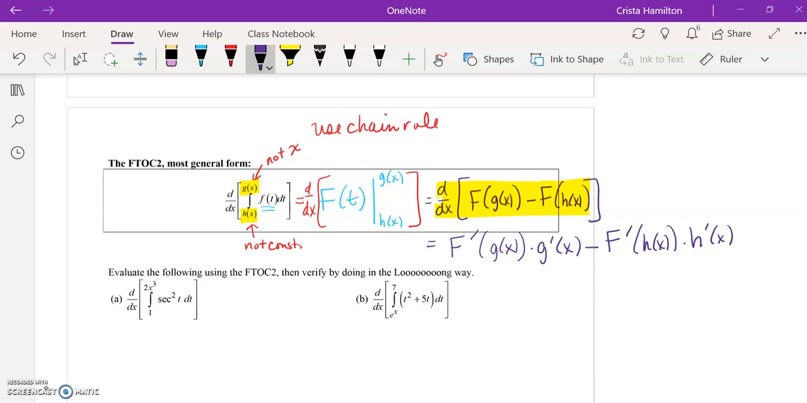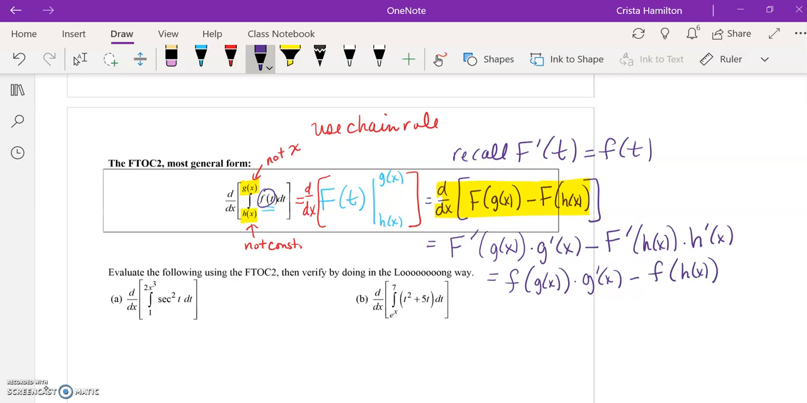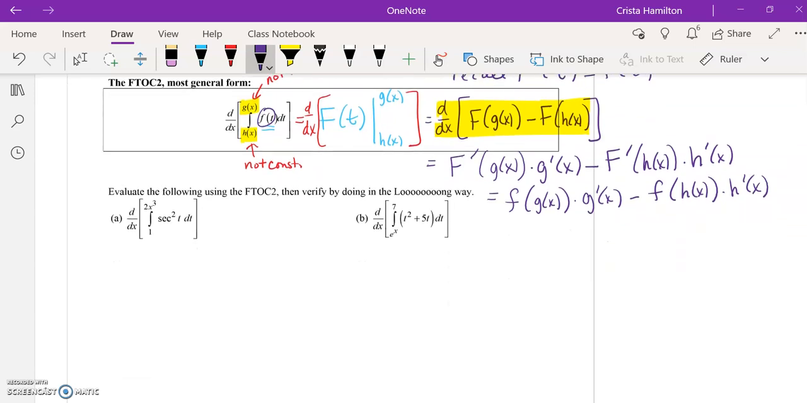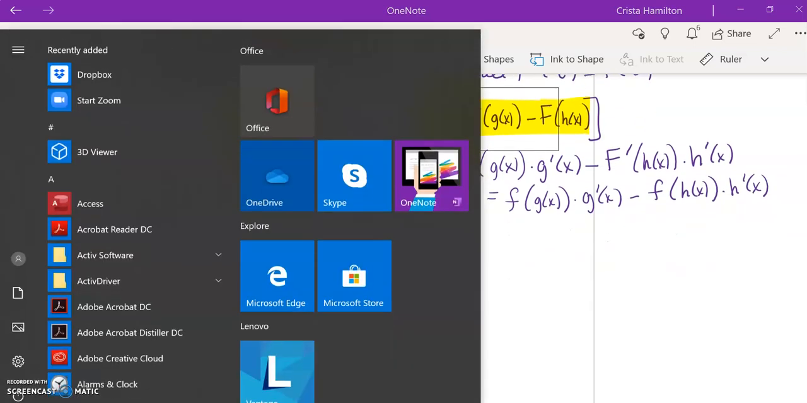And remember that the derivative of the antiderivative is simply what's inside of here. Recall, F prime of t is equal to little f of t. So this becomes little f with g of x plugged in, times the derivative of g of x, minus little f with h of x plugged in, times h prime of x. So it ends up being a chain rule problem. All right, here's how I would approach each of these problems below.